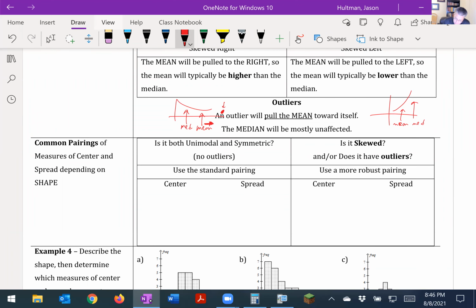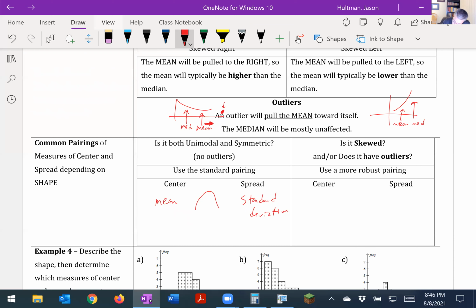Is it both unimodal and symmetric? Here are common pairings of measures of center and spread depending on the shape. This has no outliers. Which center and spread do we want to use if there are no outliers? If it's unimodal and symmetric, then it looks like this. For the center, I would want to use the mean. That's the most accurate. And for the spread, I would want to use the standard deviation. If it's symmetric and unimodal, use standard deviation and mean.